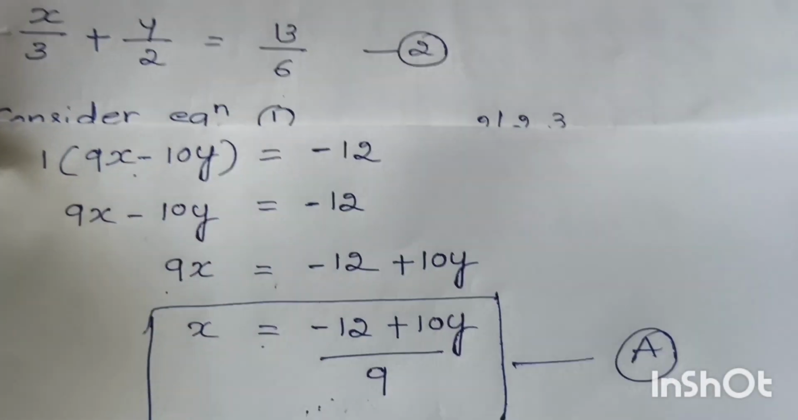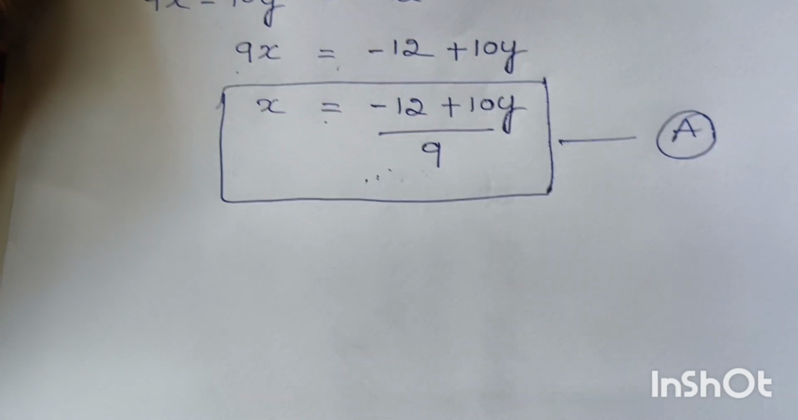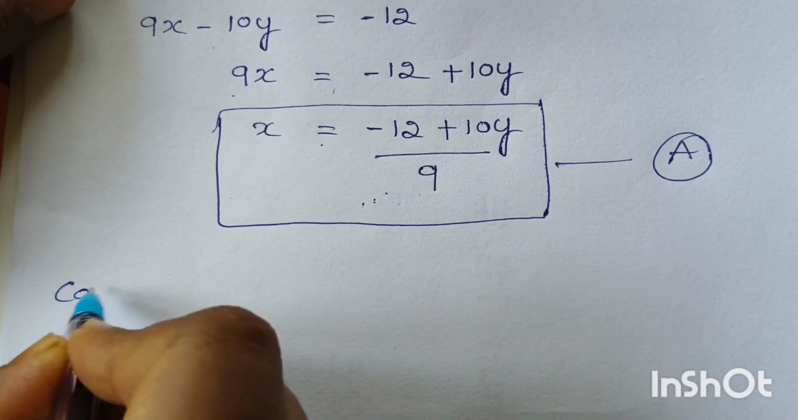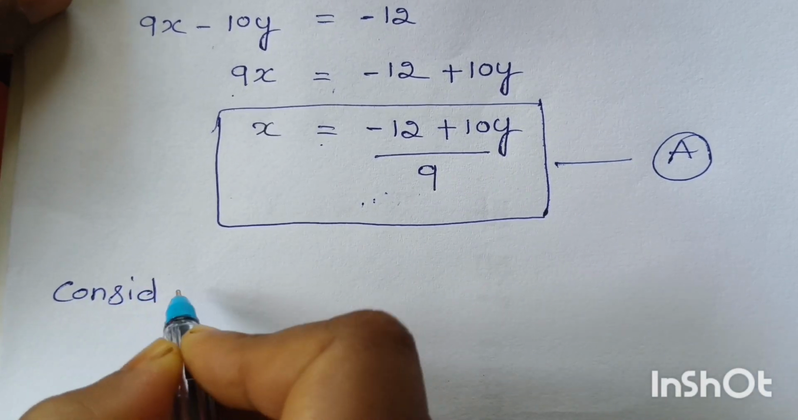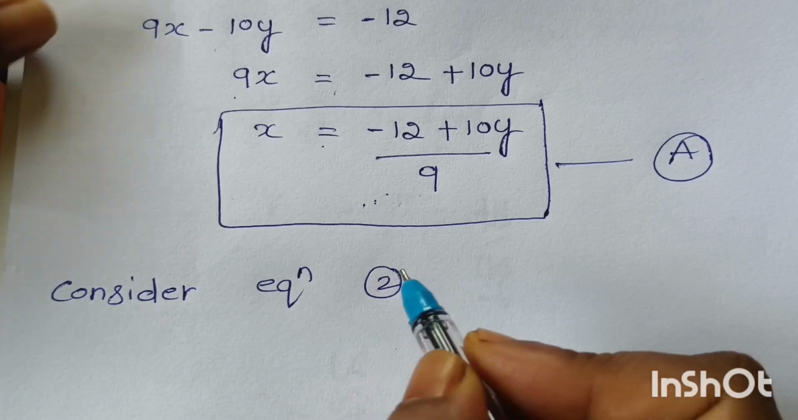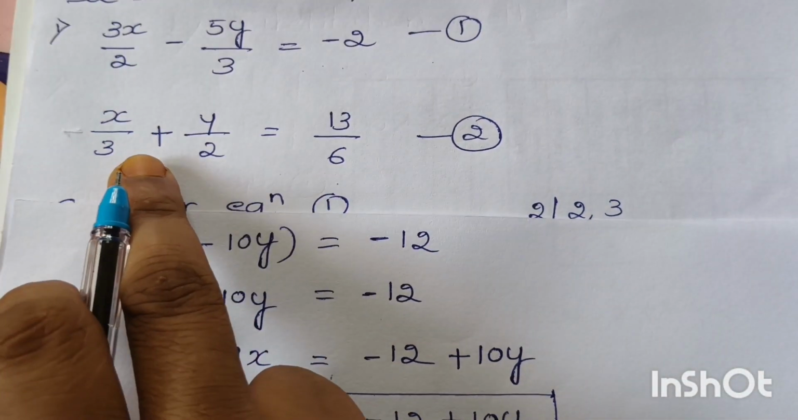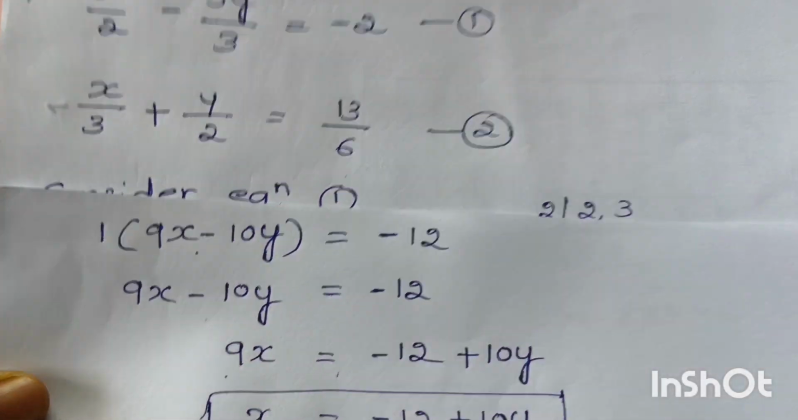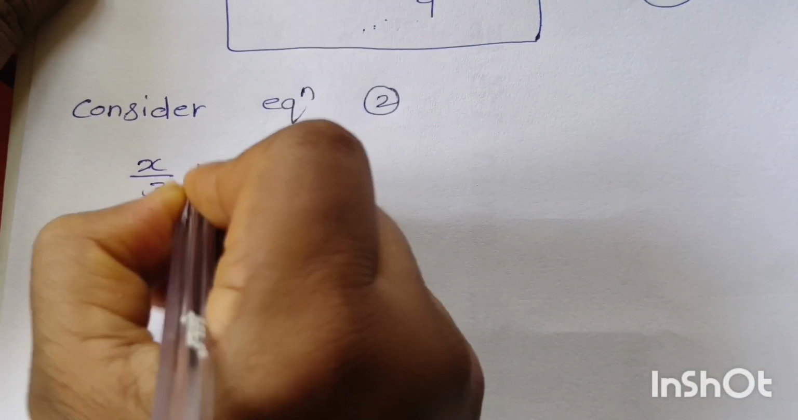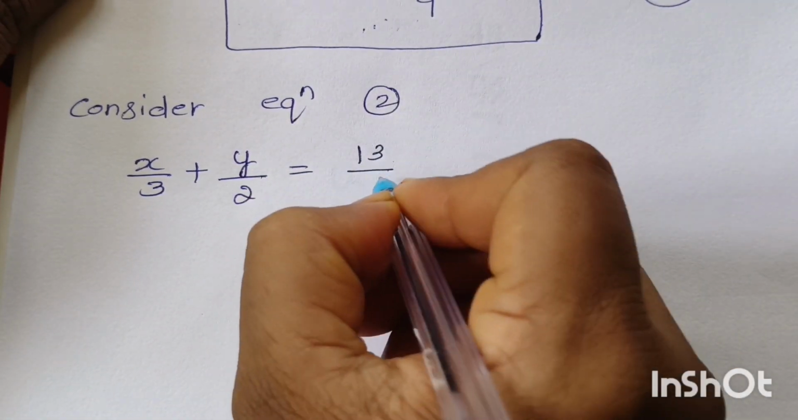Listen, we got the value of x from the equation 1. So we are substituting the value of x in equation 2. So consider equation 2, that is this one, x by 3 plus y by 2 is equal to 13 by 6. X by 3 plus y by 2 is equal to 13 by 6.